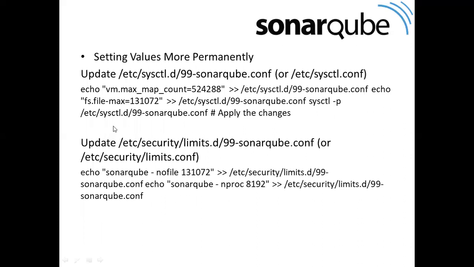Next, here we have setting values more permanently. If you want to set values more permanently, through this path, /etc/sysctl.d/99-sonarqube.conf, you have to set this command. Another way you can set this is under limits.conf; here you have to set this command.